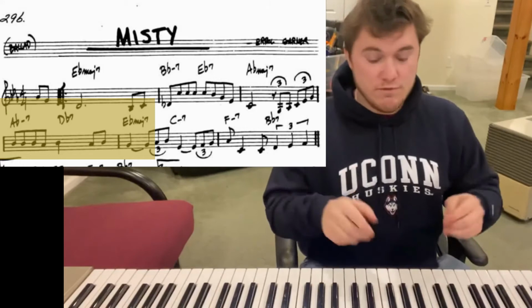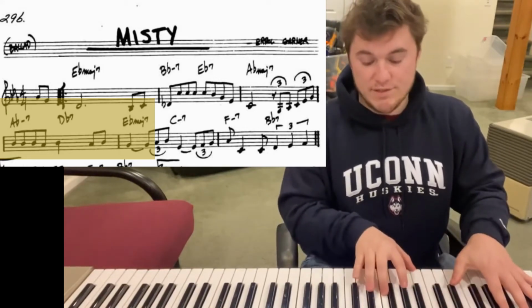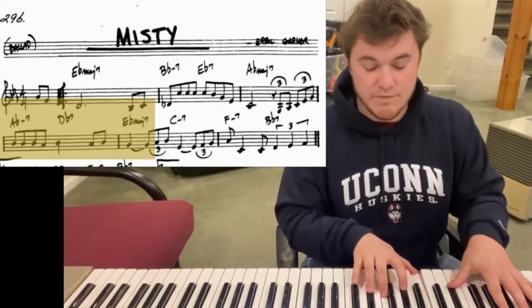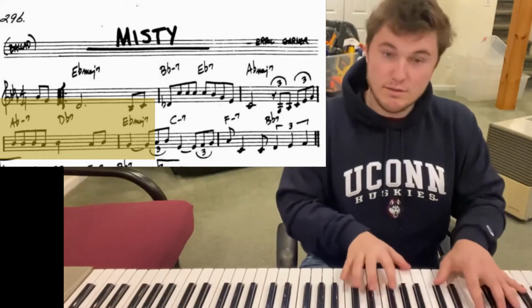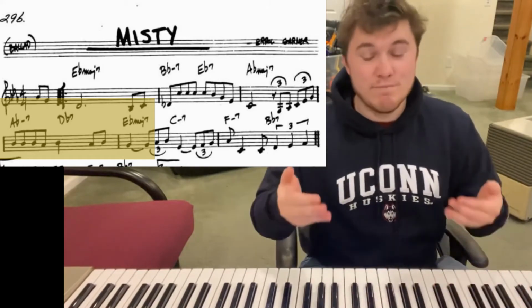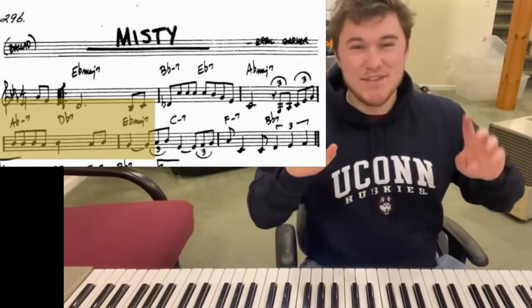What's that? So it's a 2-5-1. You have the A flat minor 7 to the D flat 7, but then it goes to E flat major. Right? That is a backdoor cadence that you can find in Misty. So it does exist in pieces.